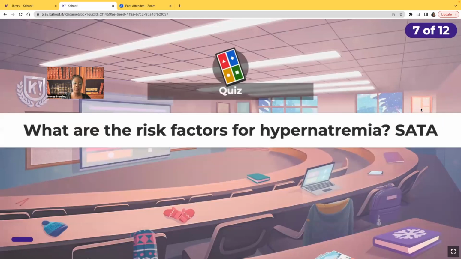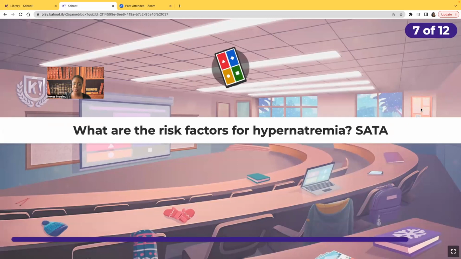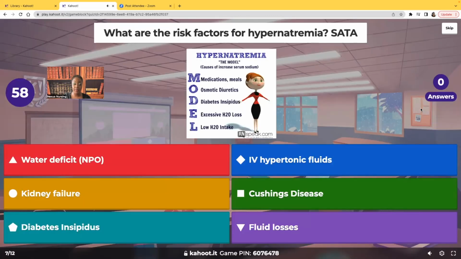Select all that apply. What are the risk factors for hypernatremia? Select all that apply. Water deficit, NPO, IV hypertonic fluids, kidney failure, Cushing's disease, diabetes insipidus, fluid loss.